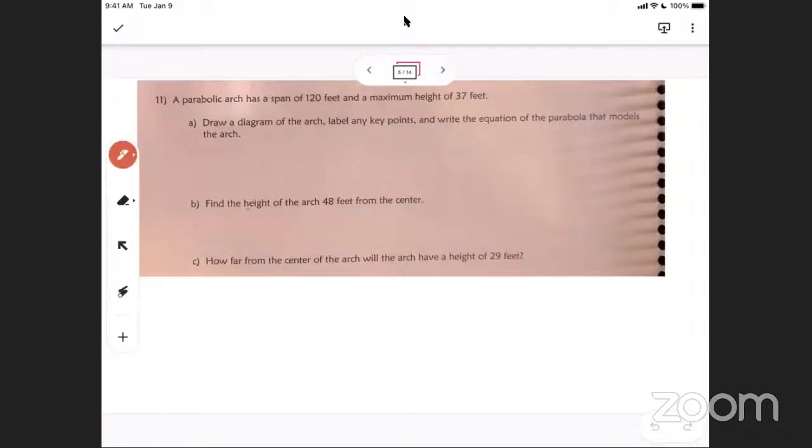Parabolic. So is it going to be an upside down arc? Is that what they mean by arc? I guess they do. So here's my arc, and it has a span of 120 feet, and it has a max height of 37 feet. It says draw a diagram, label any key points, and write an equation of a parabola that models the arc.